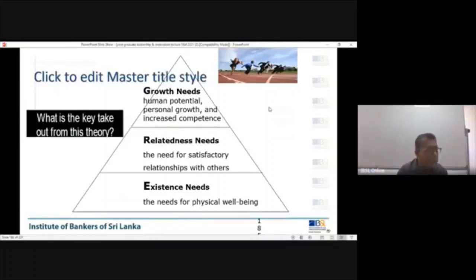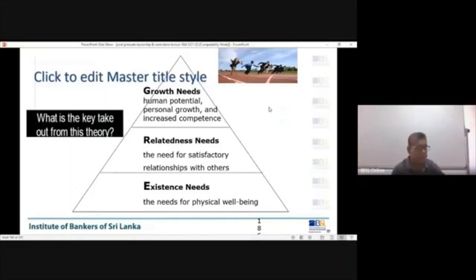Before we move to the McClelland needs theory, let me try to summarize or compare these three theories in one sort of chart. We have tried to compare these three theories, so you try to compare these three needs.